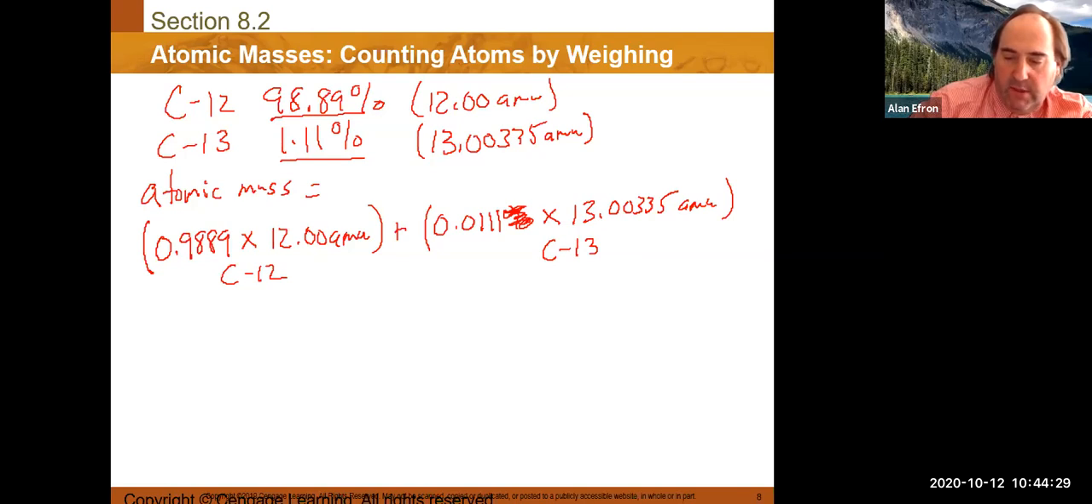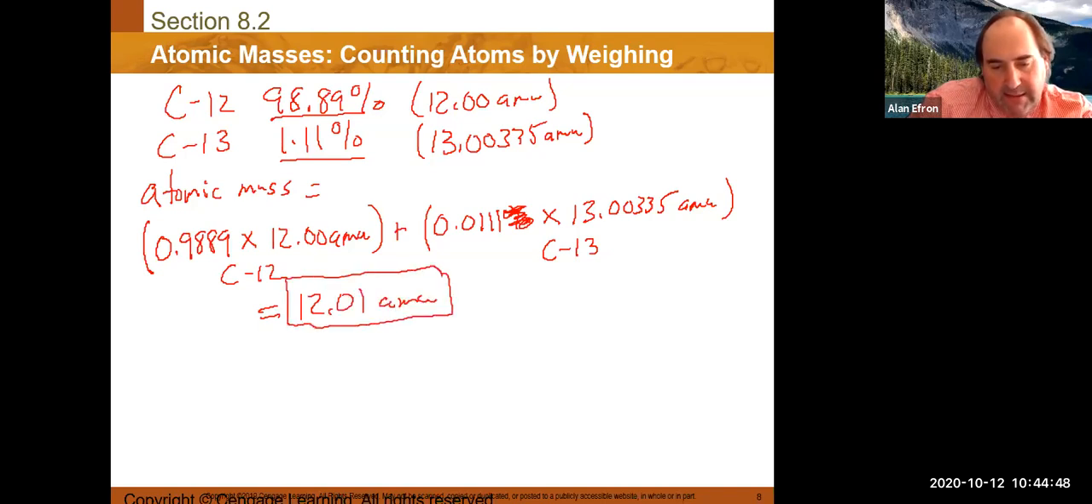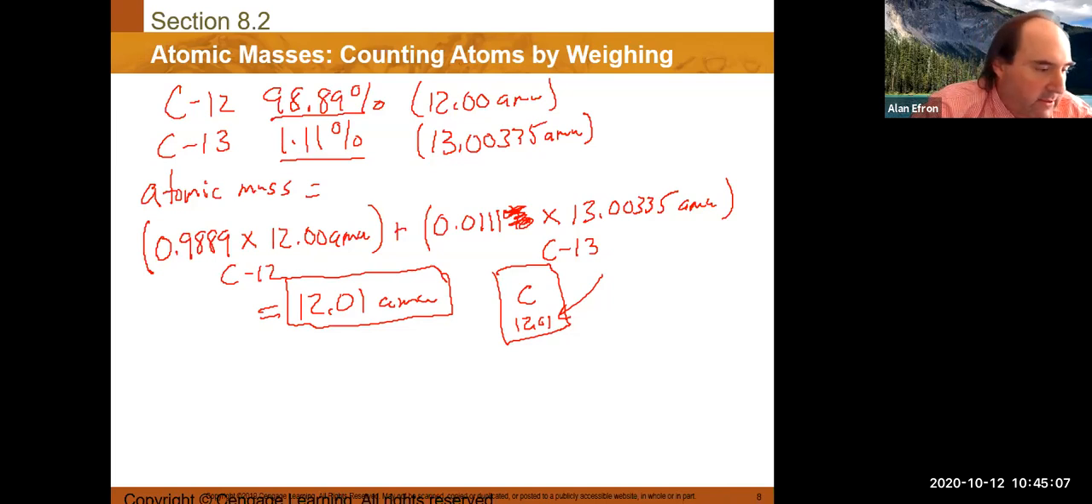And if we do that together, 0.9889 times 12, and again, we want to add here, people always want to multiply that part, 0.0111 times 13.00335. We get 12.01 AMU. So that is the number that we see when we look at the periodic table underneath carbon, which is that 12.01 number, and that represents the average atomic mass of carbon. And as you can see here, it really is an average atomic mass of all the naturally occurring isotopes.